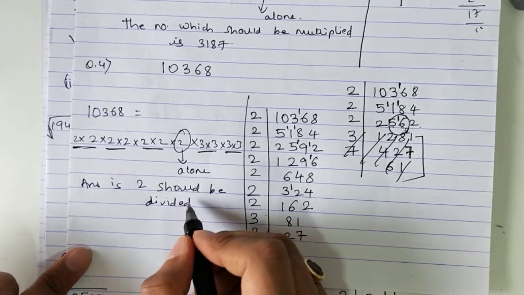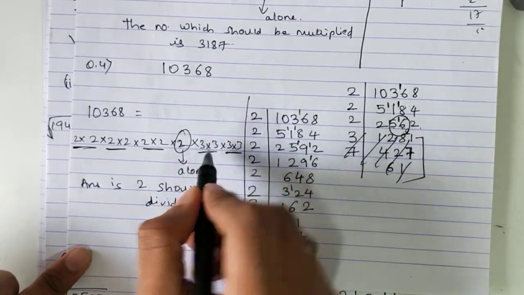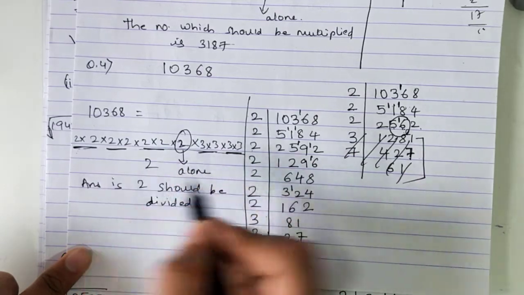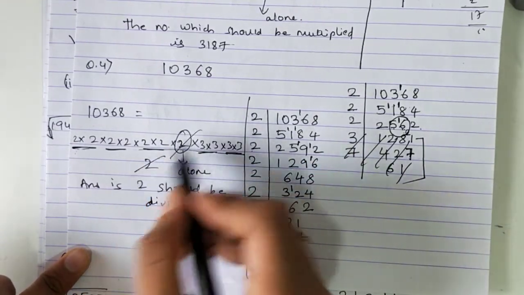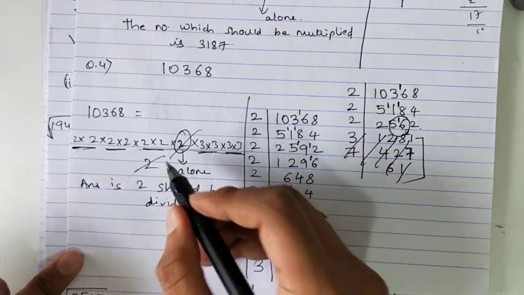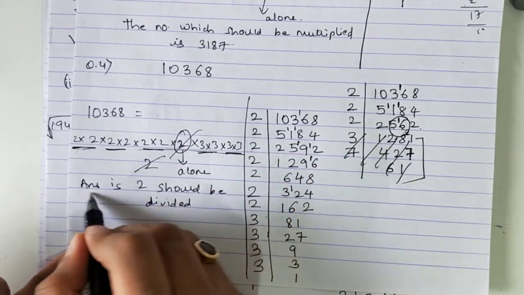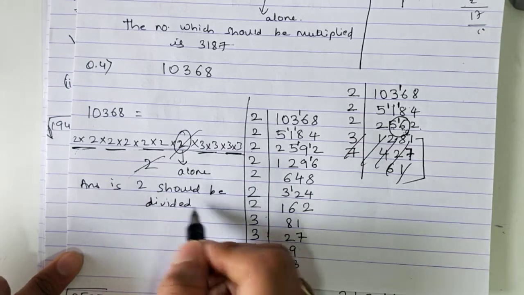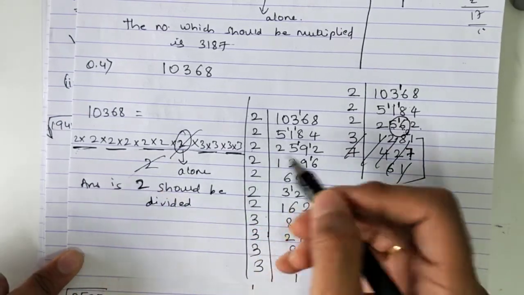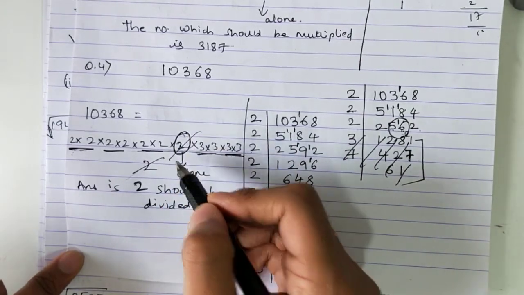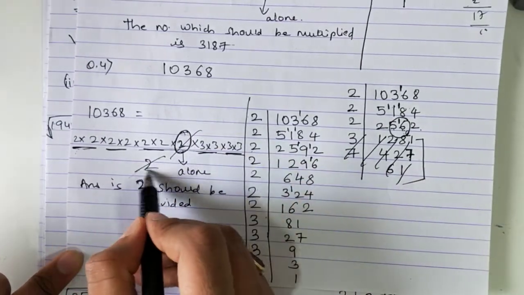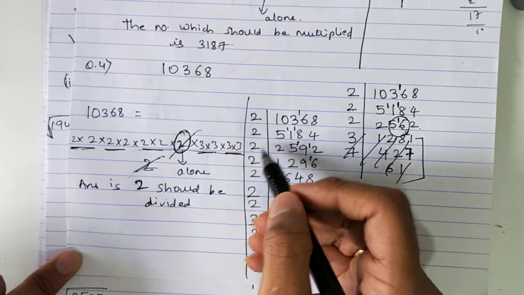Okay, 2 should be divided means this entire number will get divided by 2, and this 2 and these 2 will get cancelled. Why am I doing this? See, this was the first part of the question, that find which number should be divided. So we found that 2 should be divided. So the number which is left alone here, divide that with 2. These two numbers will get cancelled.